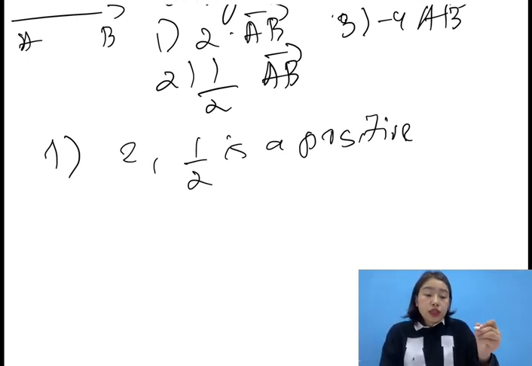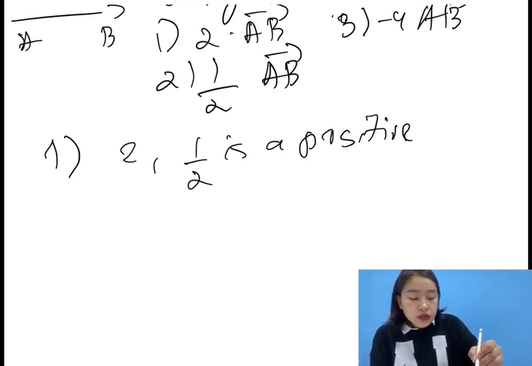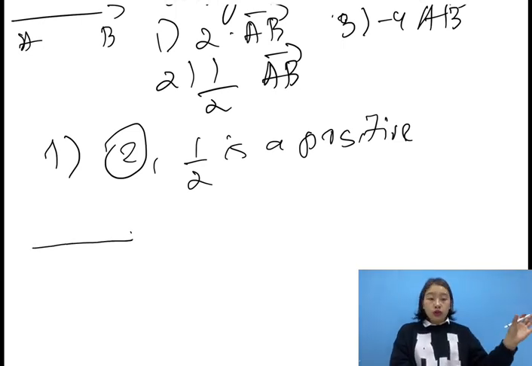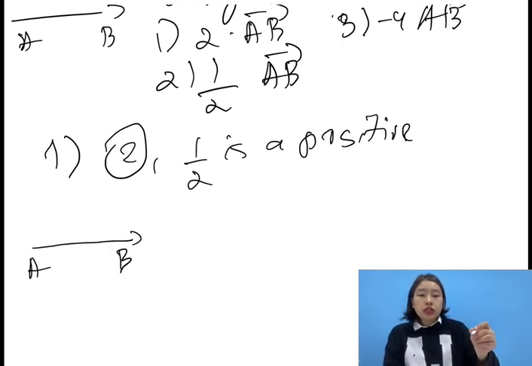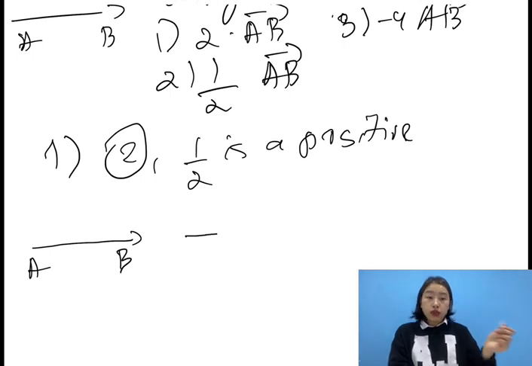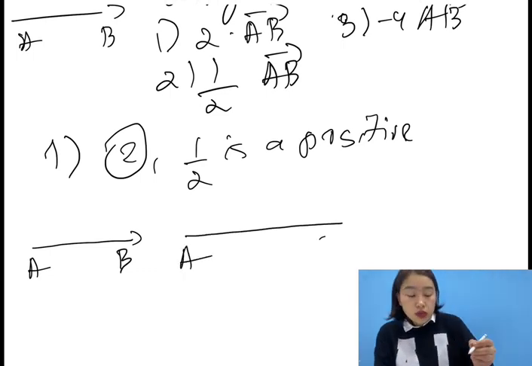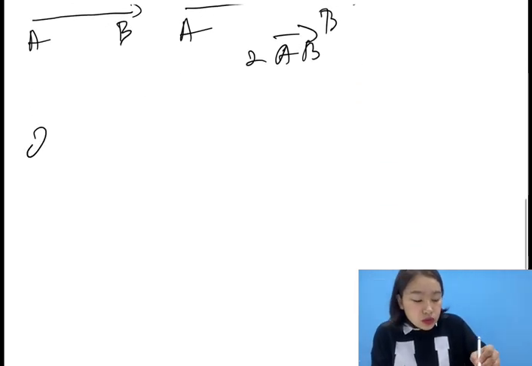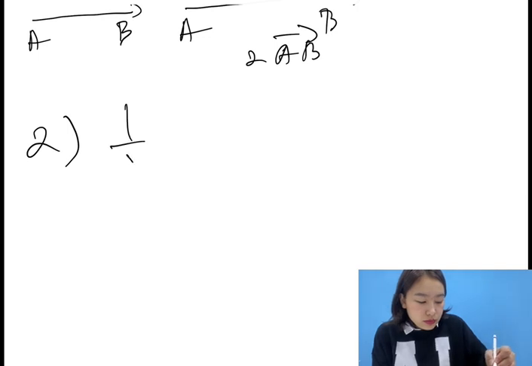we see that 2 and 1 over 2 are positive. So what will it be? Of course, it will change to longer, because our 2 is greater than 1, 2 times. So how can we draw it? Our first vector looked like that, and right now it will look 2 times longer. 2 AB vector.